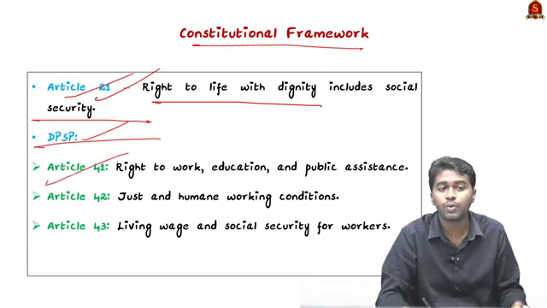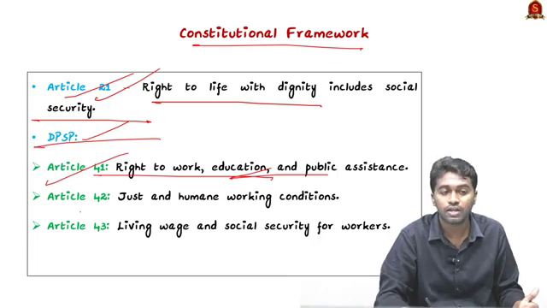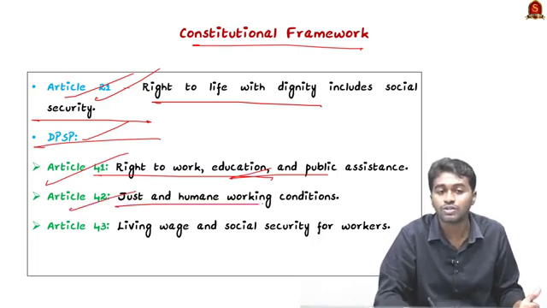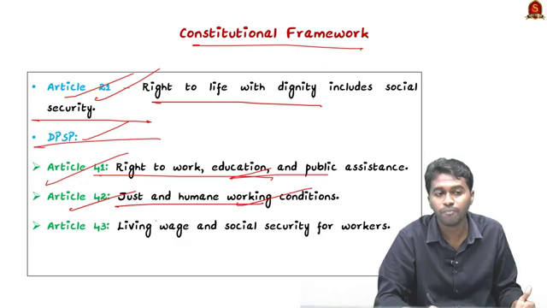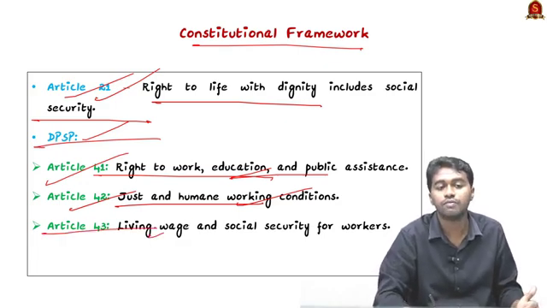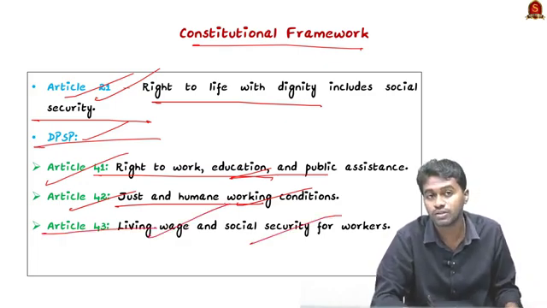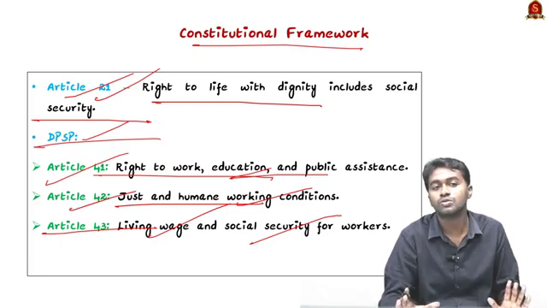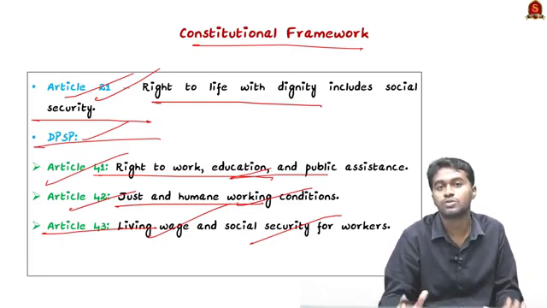Article 41 guarantees the right to work, education and public assistance, Article 42 guarantees just and humane working conditions for the people, and Article 43 guarantees a living wage and social security for the workers. So these are the important constitutional provisions that are related to social security in India.